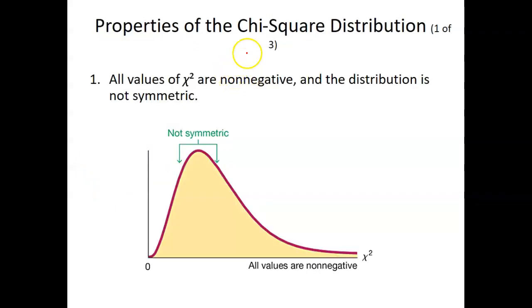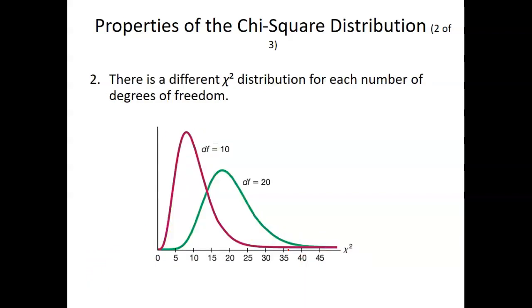So just to recap from when we looked at chi-squared before, the chi-square distribution is skewed to the right. All the values are non-negative, meaning they go from 0 to infinity, but we don't have any negatives here. And as I said, it's not symmetrical. We do have degrees of freedom for each sample size. So our degrees of freedom is n minus 1. So every different sample has a different degrees of freedom and therefore a different graph associated with it.